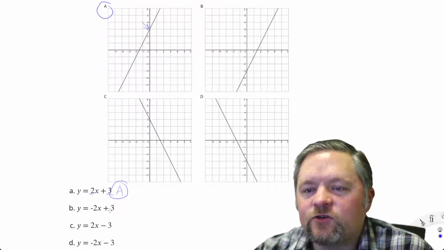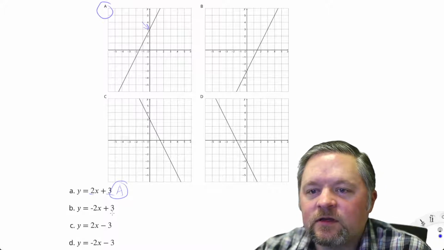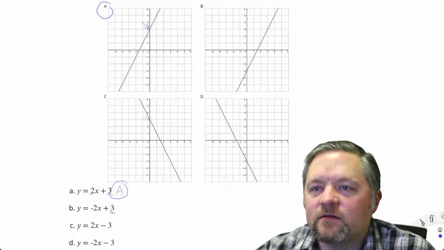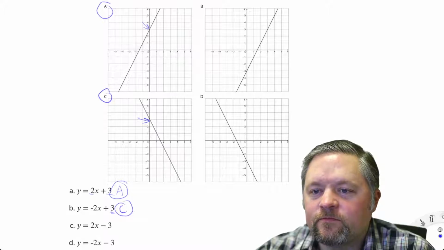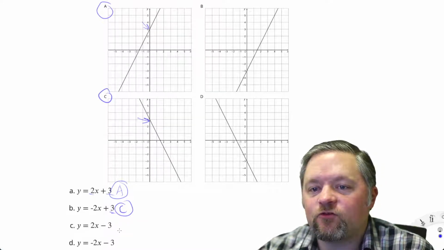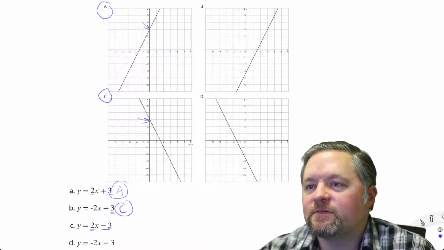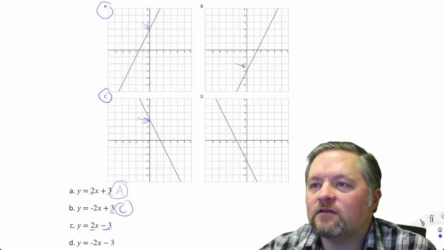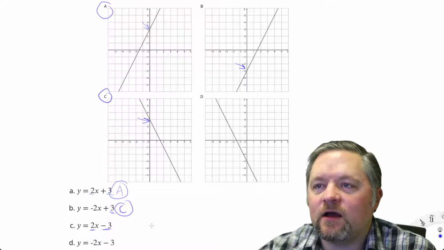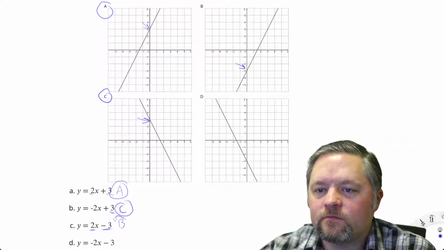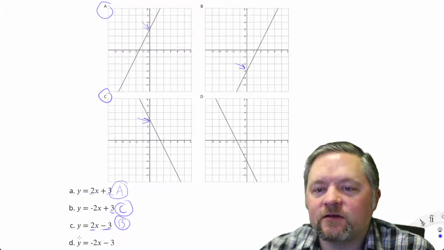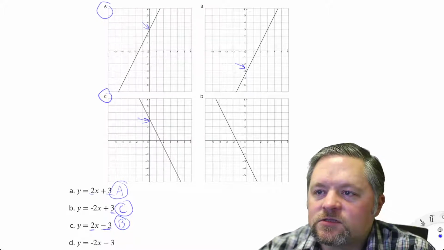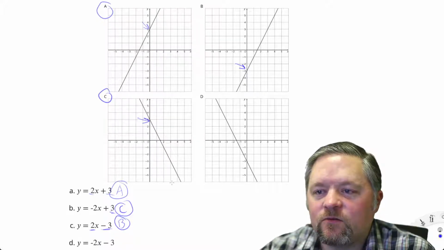B, negative 2x plus 3. So it's going down, and we have a y-intercept of positive 3. Y-intercept of positive 3 going down, that's C. Y equals 2x subtract 3. So slope of 2 going up, because that's positive. Y-intercept of negative 3. That looks like here. Y-intercept of negative 3 and going up. Which means D probably goes with D, but let's double check. Slope is negative 2, it's going down. Y-intercept is negative 3. Perfect.